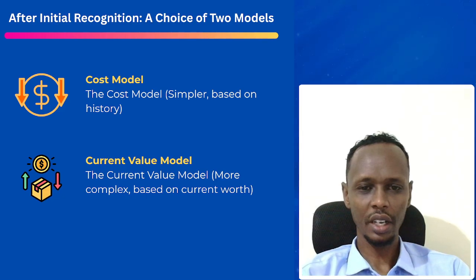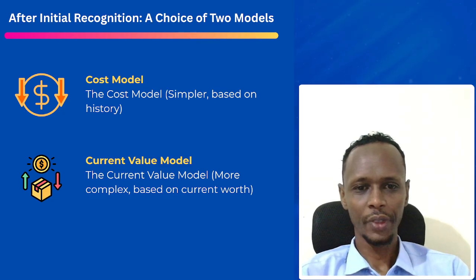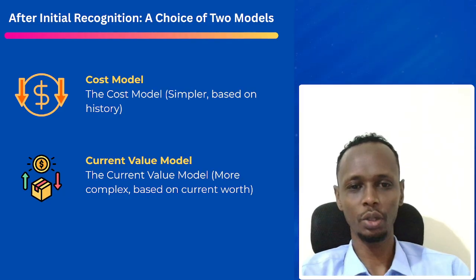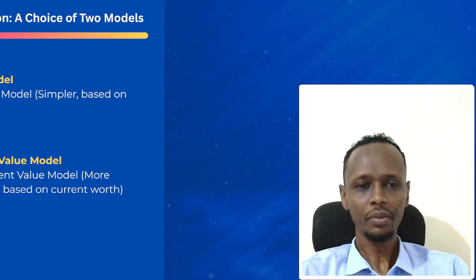If you look at relevance, which one will give us more relevant information? Sometimes you can build a house, for example, for just 100 or 200,000. Currently, that house is worth millions. So, shall we go with the current value or the cost model? The simpler one, or the more complex one, which is more relevant to the current market?